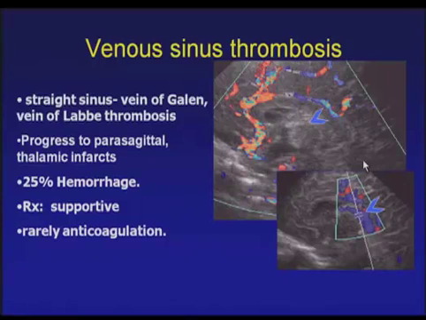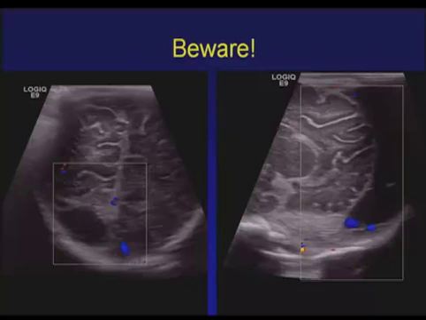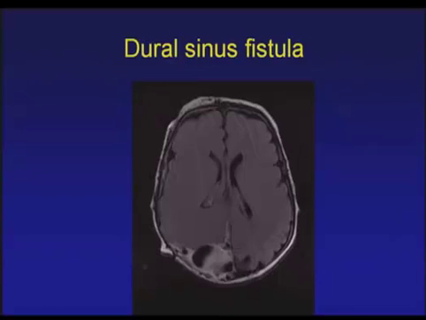In this infant on the right, we do not see any flow in the straight sinus, so it's important to know what normal looks like. Beware when we see vessels that do not have flow in them, as it may not necessarily mean there's thrombosis. You have to be very careful with your technique to make sure that we're not simply seeing a very dilated, slow-flowing vessel.